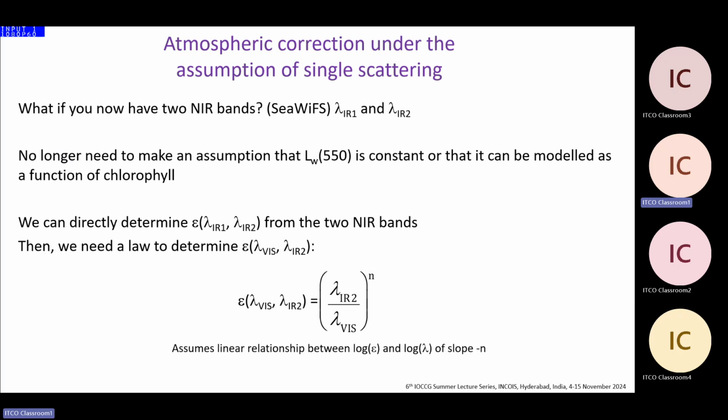So what is done is to determine this epsilon, that's the notation they decided to use at that time, from 2 near-infrared bands, which is just basically the ratio of the aerosol signal in these 2 near-infrared bands. And then you assume that there is a relationship as a function of an exponent n to extrapolate this to any other wavelength.